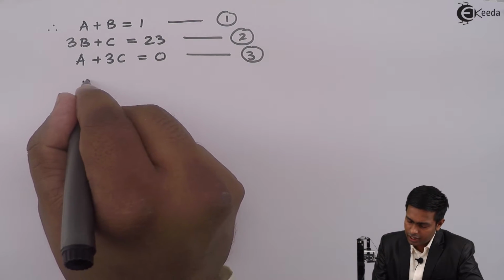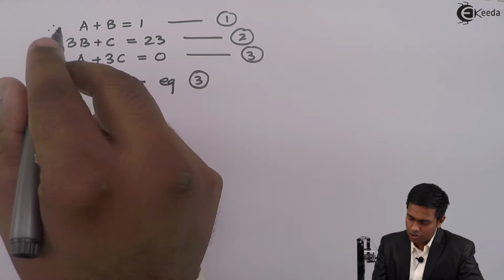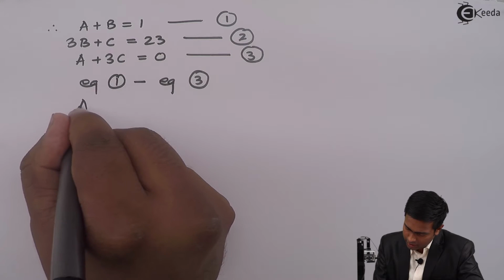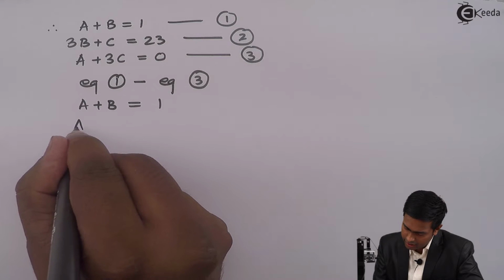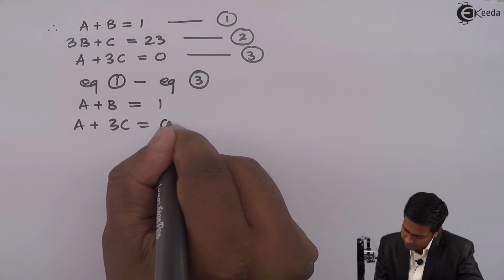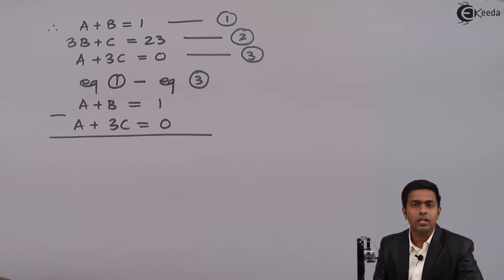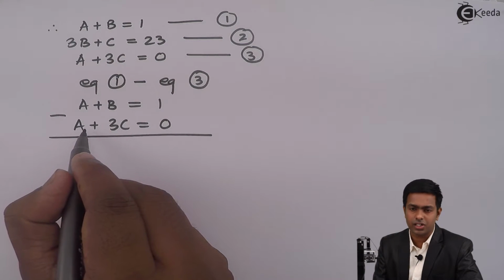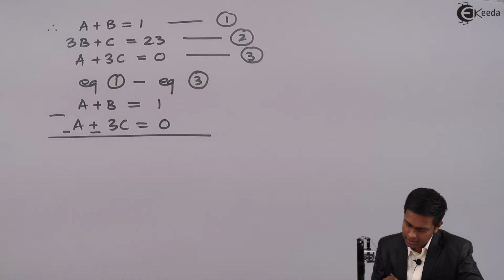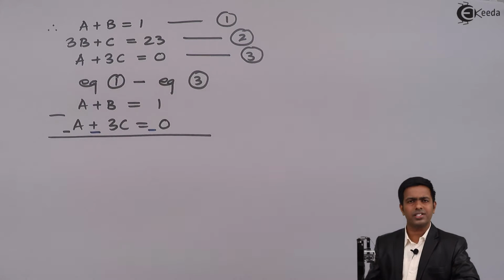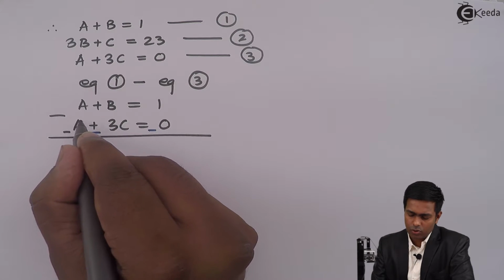So here I'll say equation number 1 minus equation number 3. That will become a plus b equal to 1, equation number 1, and 3 is a plus 3c equal to 0. So when we are subtracting two equations, the sign of the second equation changes. So this a will become minus a, this 3c will become minus 3c, and 0 is 0. So a minus a will be cancelled.